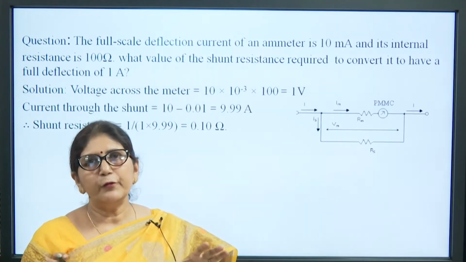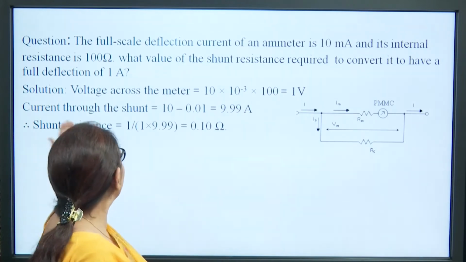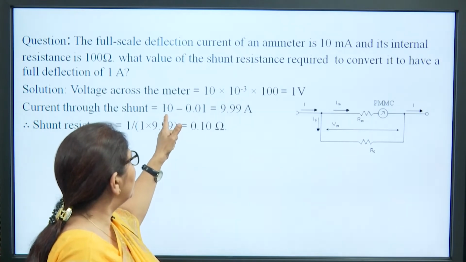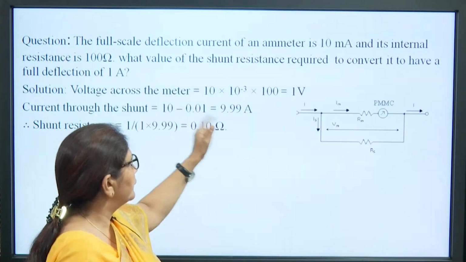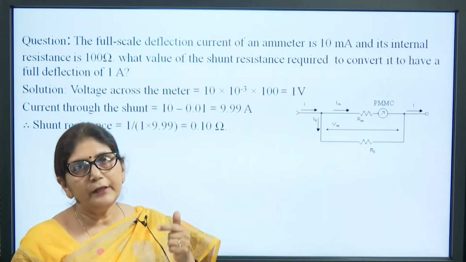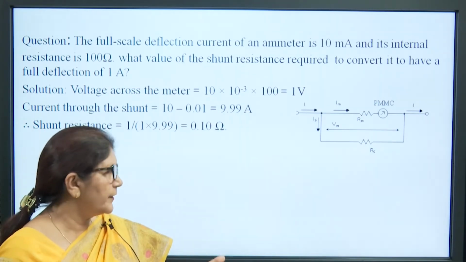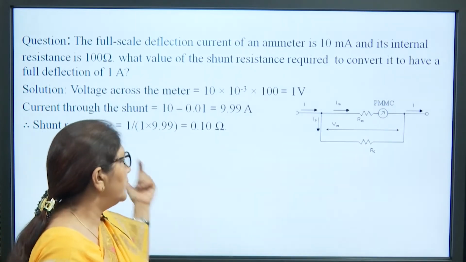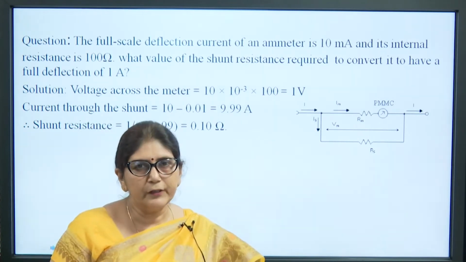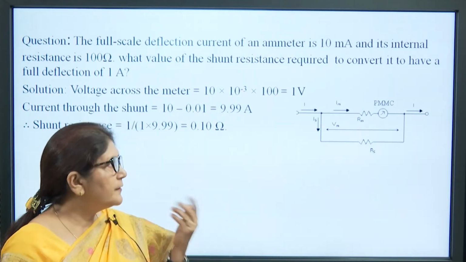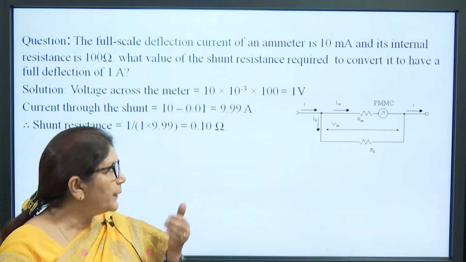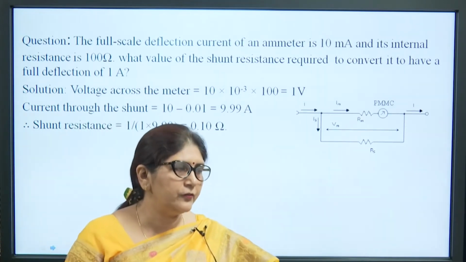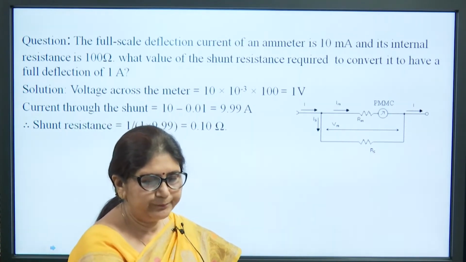So, now we have to find out the shunt resistance. We know the current that will flow through the shunt resistance is the total current, that is 10 ampere, minus the current that is flowing through the PMMC instrument. So, 9.99 ampere current will flow through the shunt resistance. Then the shunt resistance value is the voltage divided by the current. So, its value is 0.1 ohm. In this way we can see that the shunt resistance placed across this PMMC instrument to increase the current range of the meter should be very low.